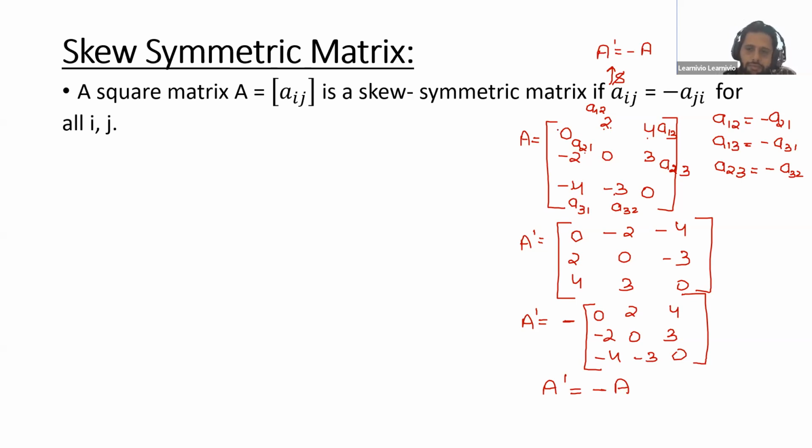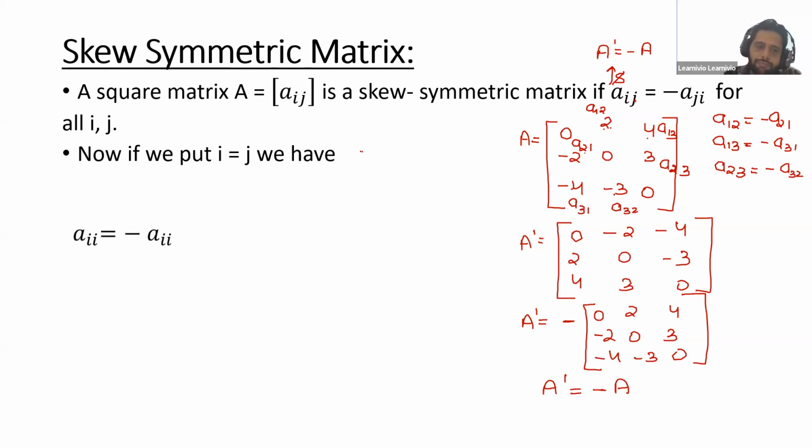Okay. Now for this one, we will do a proof of why the diagonal elements of a skew symmetric matrix are always 0. Now we have Aij is equal to minus Aji. If we put i is equal to j over here, then this will become Aii is equal to minus Aii. In this condition, we have replaced j with i.